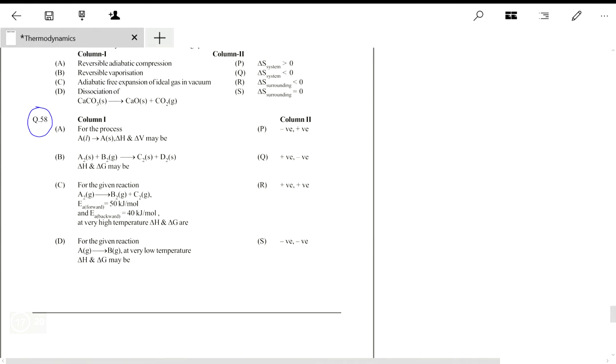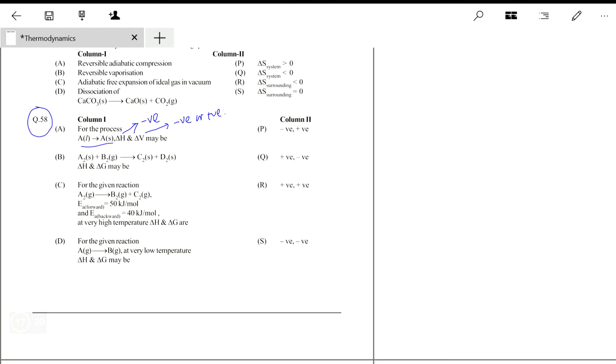Okay, so this is the last doubt in this section. This is 58. For the process liquid to solid, delta H and delta V may both be... Okay, so for the first bit, as you go from a liquid to a solid, solidification is taking place. Fusion is the opposite of melting, rather. That's solidification taking place. So delta H there has to be negative, cannot be positive. But the value of delta V could be negative or positive. Either would work.